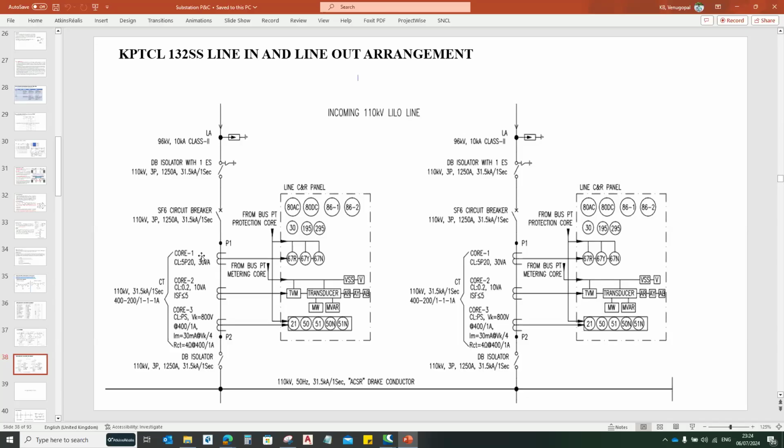Instead of that, your CT is getting saturated after 10 times or 15 times the rated current. So the secondary current of your CT will not provide accurate values to the relay, and the relay will not operate for such high faults. That's the reason you should not use 5P10, 5P15, 5P20 or 10P10, these general protection CTs, for distance protections as well as differential protections.